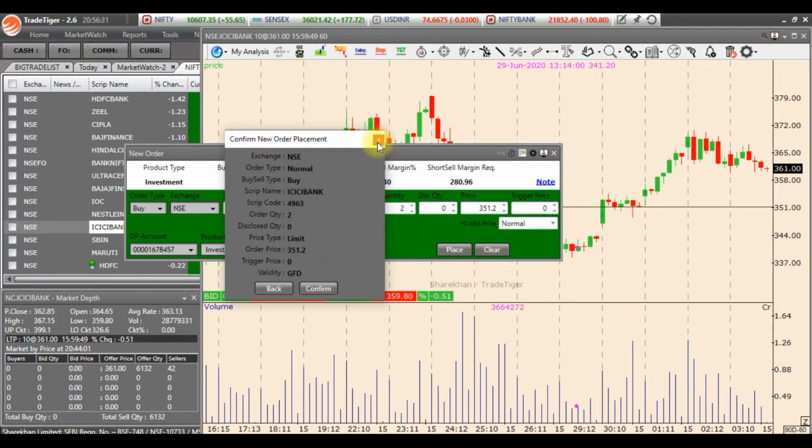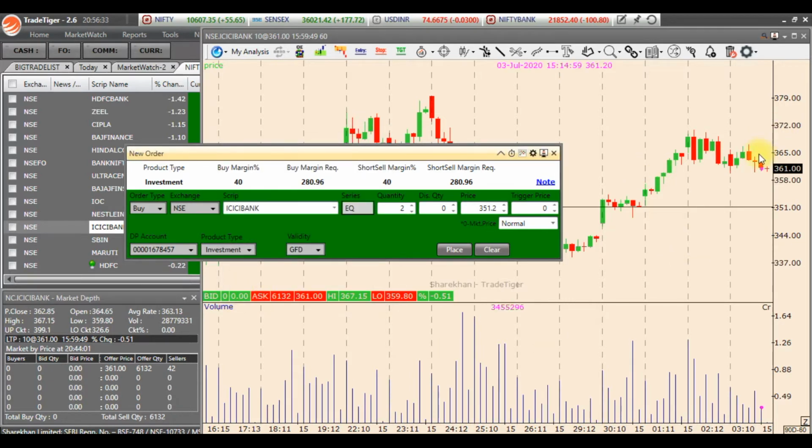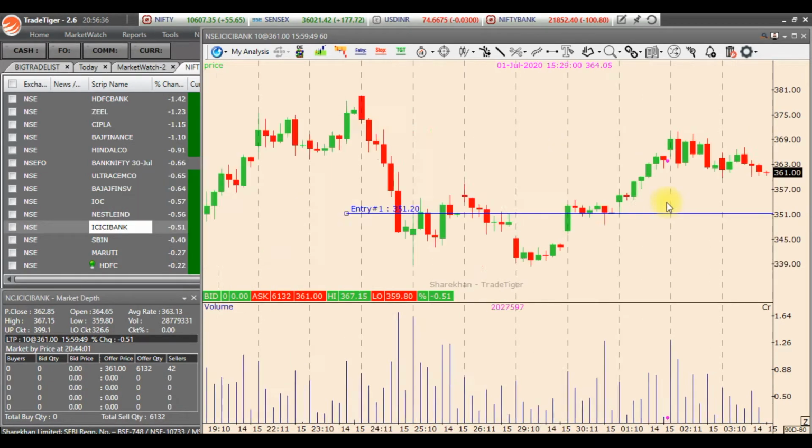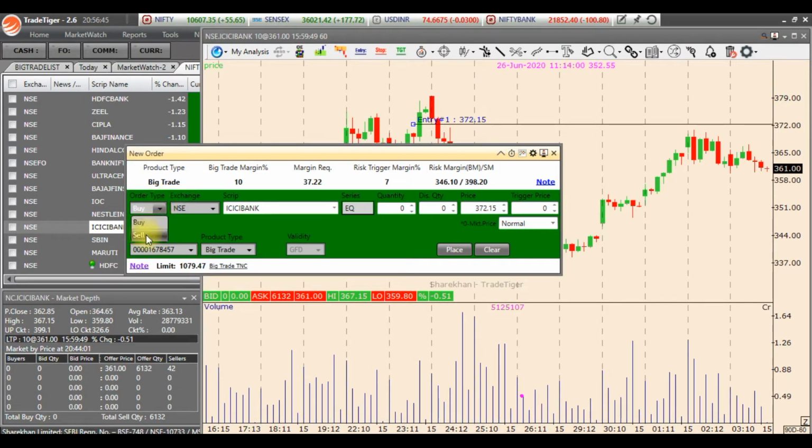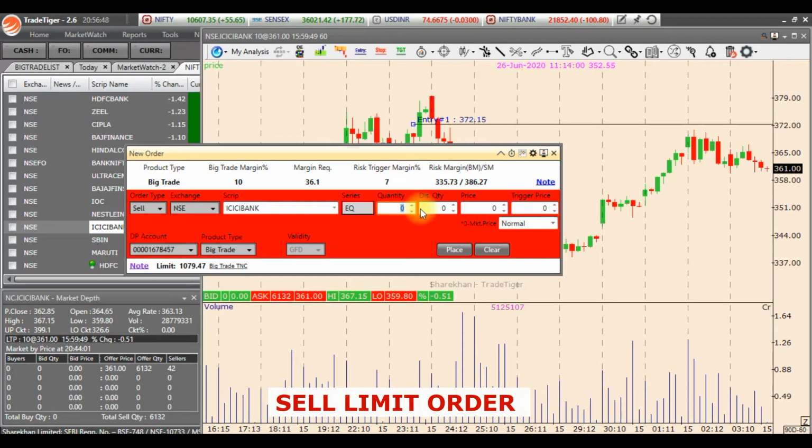In the same way, if you want to place an order, for example, you want to sell your stock at 372, just drag the entry line, double click, select the order type sell and then specify the quantities and then go to the price, mention 372 and product type. If you are placing an intraday trade or investment or Big Trade Plus or EMF, select the order type. For example, you are placing a Big Trade for intraday.